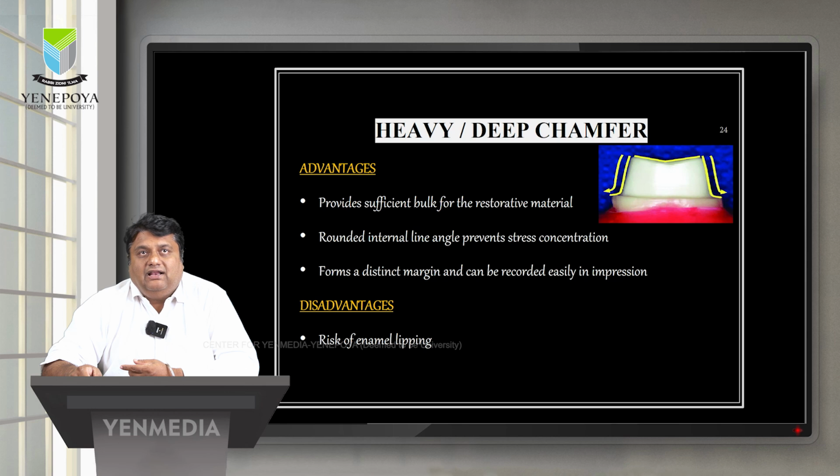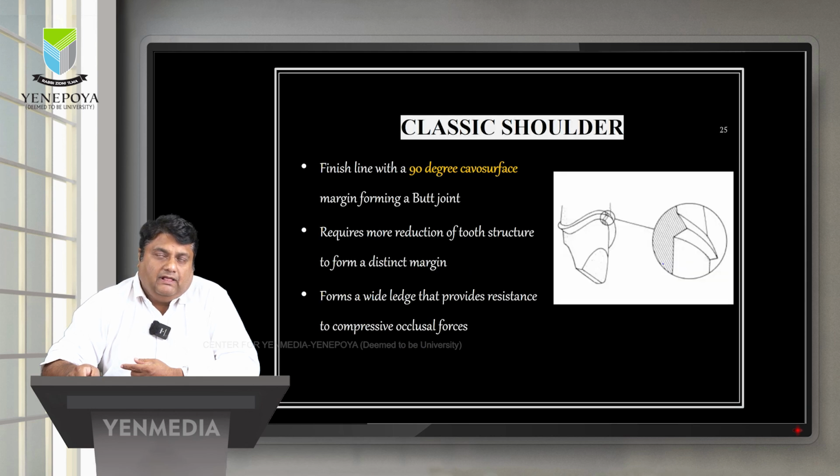The rounded internal angle prevents stress concentration. It prevents your tooth from breaking off, and it provides structural durability to your restoration. It forms a distinct margin and can be recorded easily in an impression or in a scan. Again, what are the disadvantages? There is a risk of enamel lipping, which you need to round off.